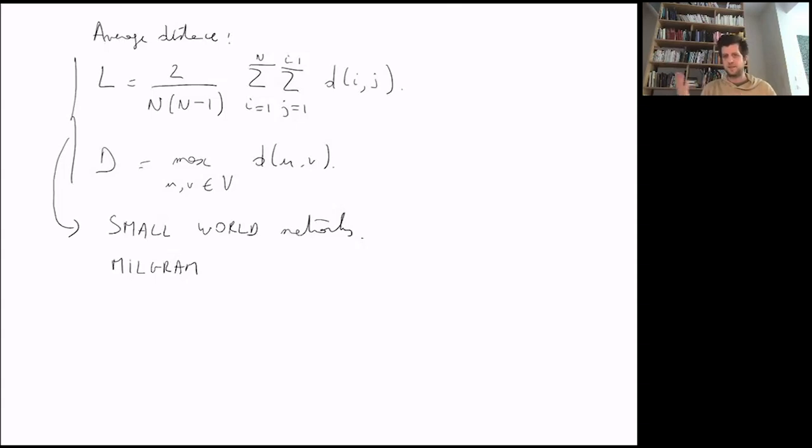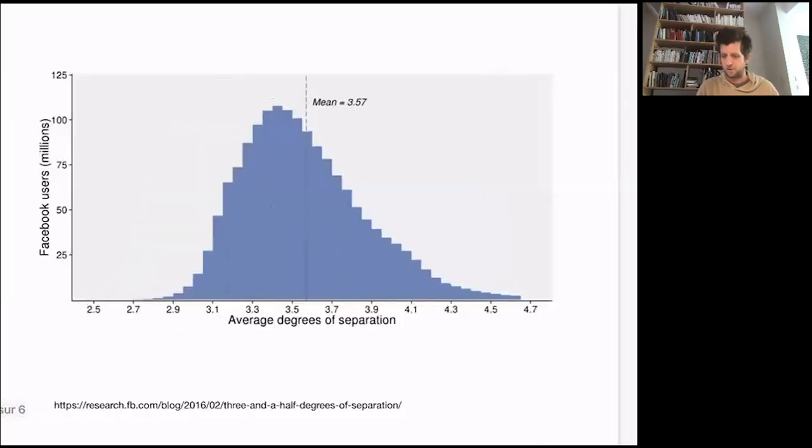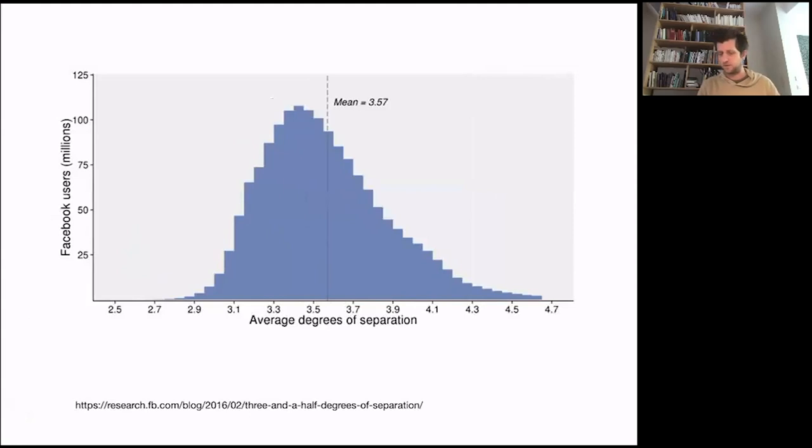Now, in his initial experiments, Milgram did it by asking people to send letters only to their friends, and asking their friends to try to send it to someone who would be a target. Of course, that was the way technology allowed these experiments to be done at the time. These days, you can do it just by looking at Facebook. This is the result from an experiment where some Facebook researchers made a histogram, where the x-axis is the average degree of separation of people. What you observe is that the vast majority of people tend to be separated by chains that are extremely small, smaller than 4.